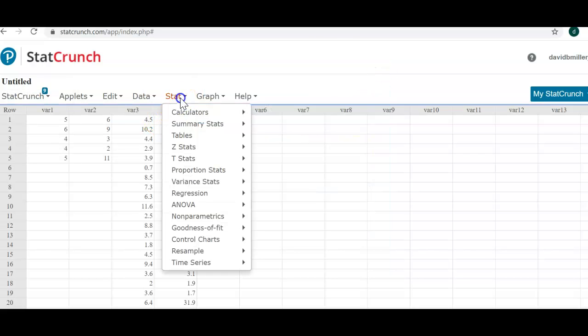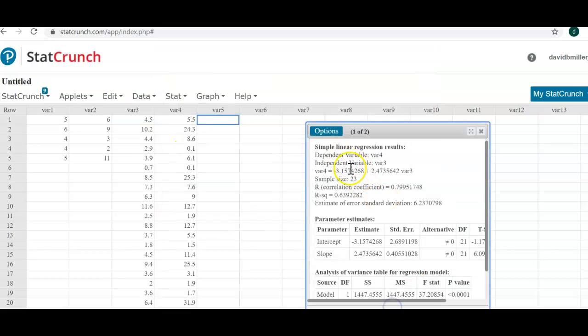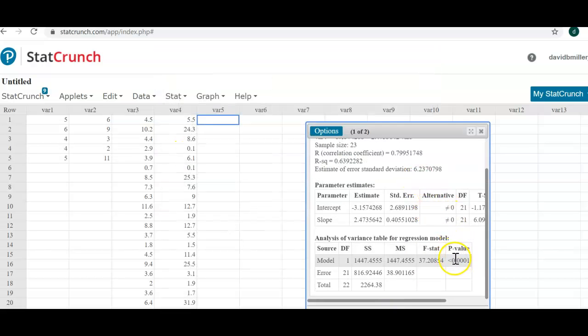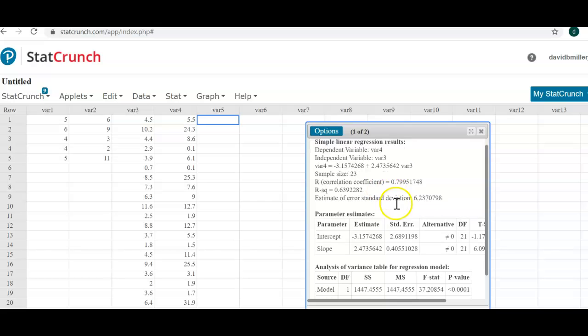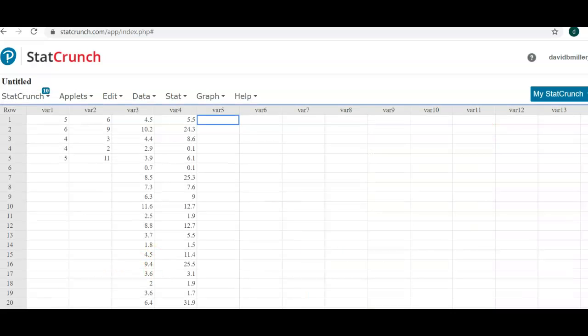Whereas on the second one that we did, we already looked at this before. You go down and look at that p-value on the model, and you can see it's less than 0.0001. We can reject the null. These are correlated. Okay, I think that's where I'm going to stop on this video.